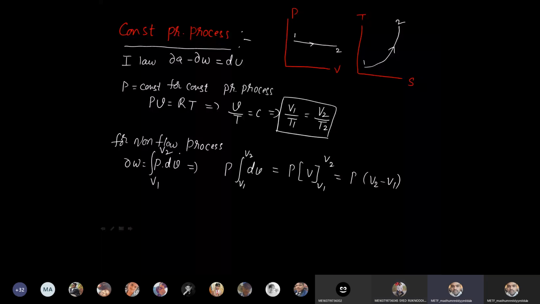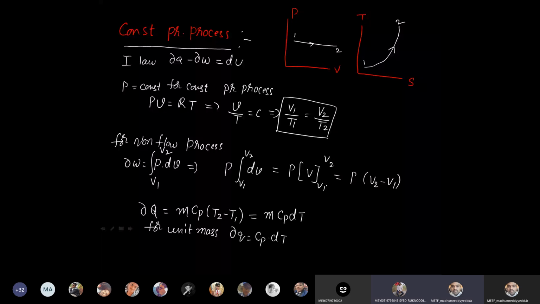Therefore, dou Q is equal to, for the constant pressure process, M into Cp into T2 minus T1. For change in temperature, yes, sir. For unit mass, I can write dou Q is equal to Cp into dT. Agree? Yes, sir. Agreed. Right.